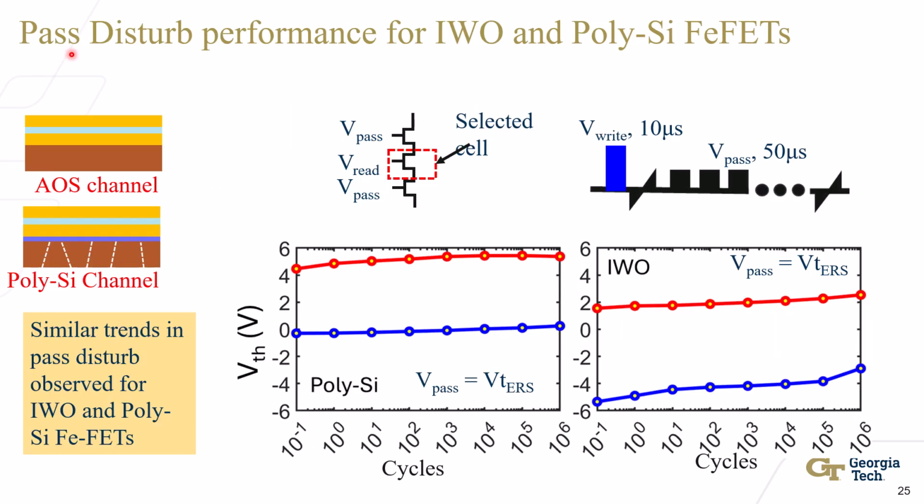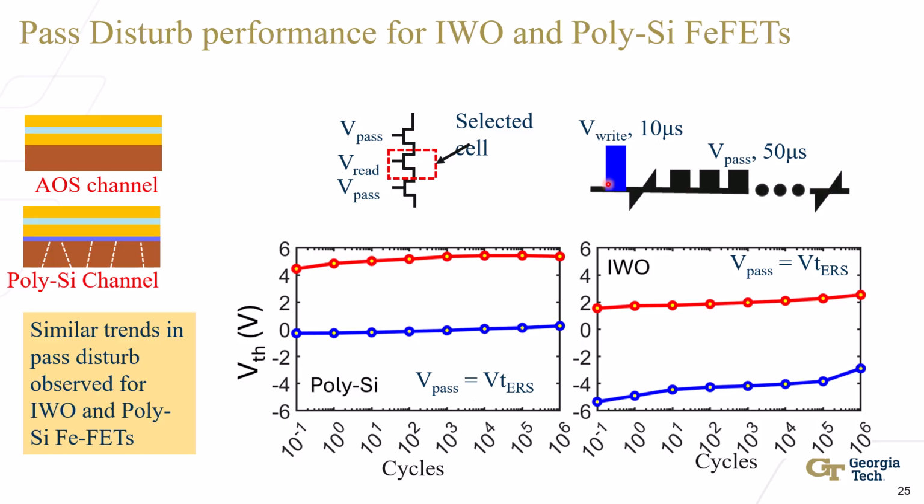Finally, let us try to understand the pass disturb performance for IWO and polysilicon channel FeFET. Pass disturb is important because if we are trying to access a specific cell in the NAND string, we need to apply a pass voltage on the unselected cells in the string. This pass voltage is typically the highest threshold voltage of the device. So we try to see the effect of applying pass voltage on the erased state and the program state.